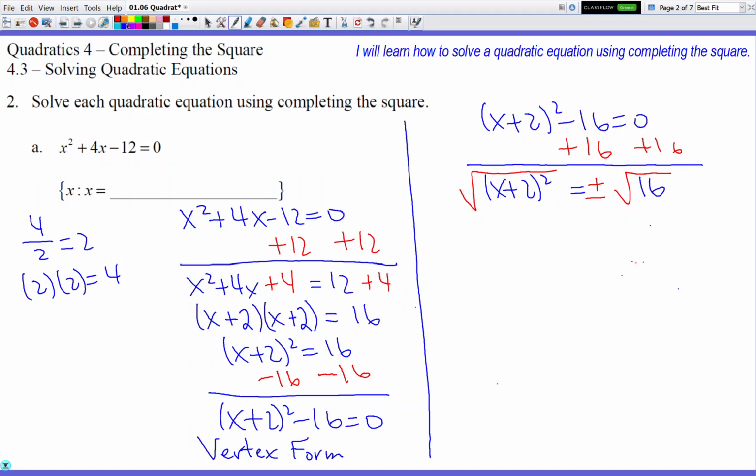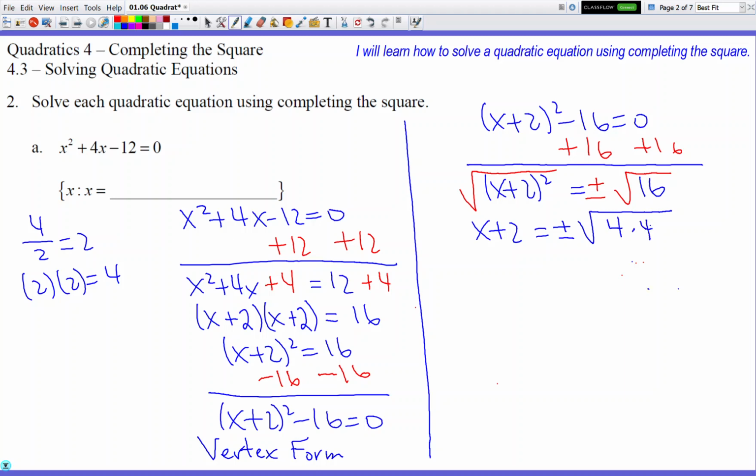If you don't put plus or minus, you're going to miss one answer, and if you miss one answer, you're going to lose like half your points, so don't do that. Okay, so left side I get x plus 2. Right side I get plus or minus, and then I'm going to factor tree that 16, or actually I'm going to recognize that 16 is a perfect square, which is known as 4 times 4.